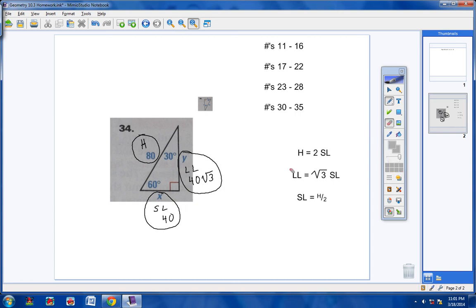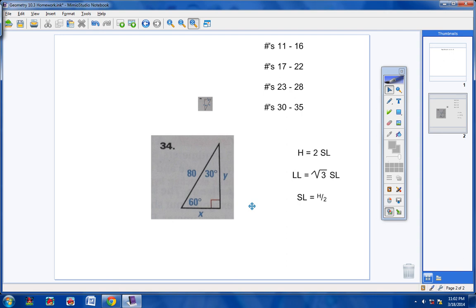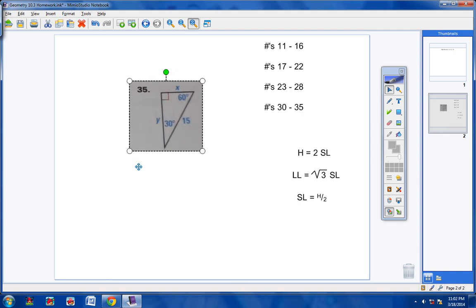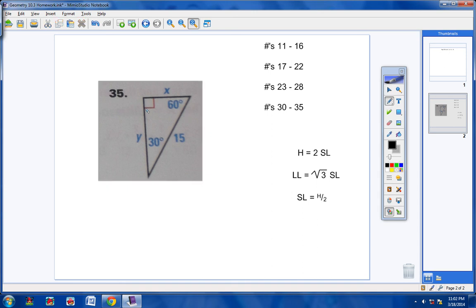Okay, and then lastly, finally, number 35, we're finished with the assignment. So last one, and I hope this has been a help to you guys. All right, let's label our sides first, like always. Here's my 90 degrees, go straight across. This is my hypotenuse. This is 60, go straight across. This is my longer leg. Here's 30, go straight across. That's your shorter leg. Now notice what they've given you again. They've given you the hypotenuse.